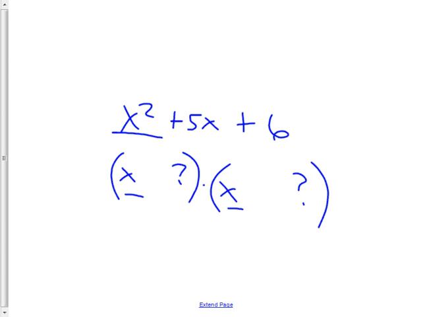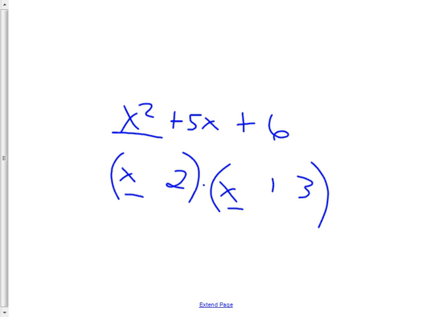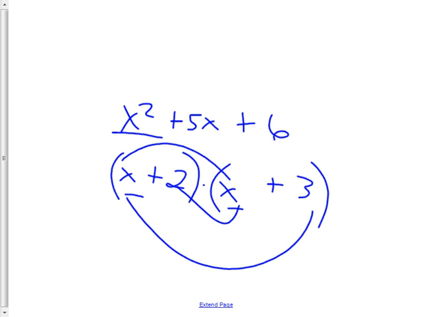Right? So, if I put in a 6 and a 1, how do I know I'm wrong? Because when you do first, you get x squared. You do outside and inside, you get 7x, not 5x. See, that's how you know you did it wrong. Then you go back and say, okay, well, it wasn't 6 and 1. It must have been 2 and 3. And then you check and see if you're right by going first, x squared. Outside, inside, 3x and 2x makes 5x. Lasts, makes 6. That's your basic review of factoring.